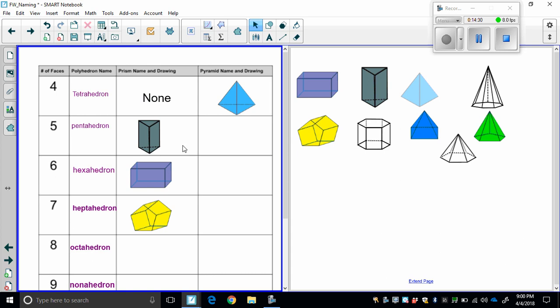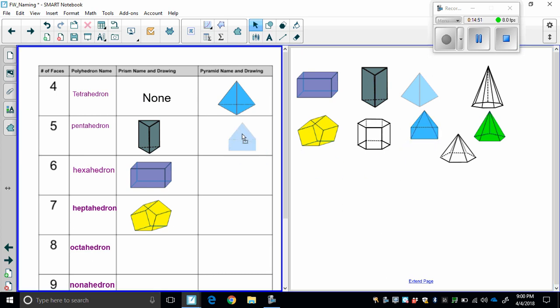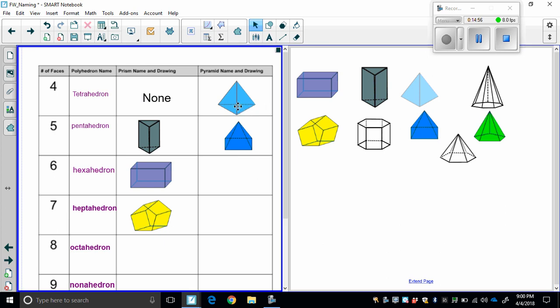And a pentahedron pyramid has to be a total of 5 faces. So that means the base has to be 1 face, and then there has to be 4 triangular lateral faces. And that's what this is. So there's 5 faces altogether. So you'll start to see a pattern. A tetrahedron pyramid has a triangle on the bottom and 3 triangle lateral faces. A pentahedron pyramid has a quadrilateral on the bottom and 4 triangle faces.